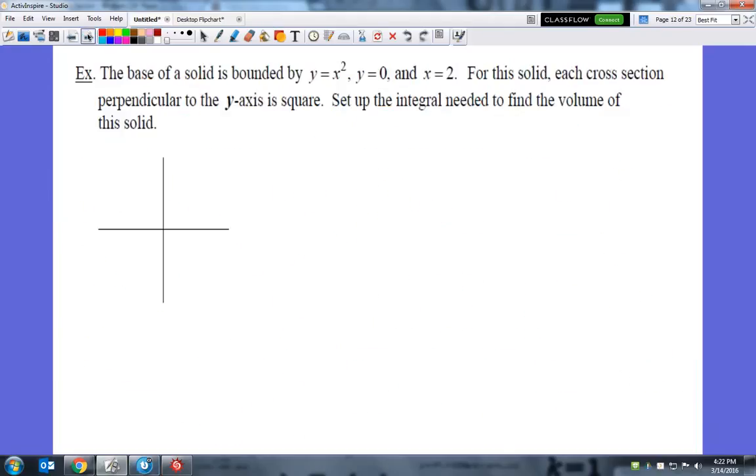So let's now go to the next problem: the base of a solid is bounded by the following. We have y equal to x squared, we have y is equal to 0, otherwise the x-axis, then we have x is equal to 2.